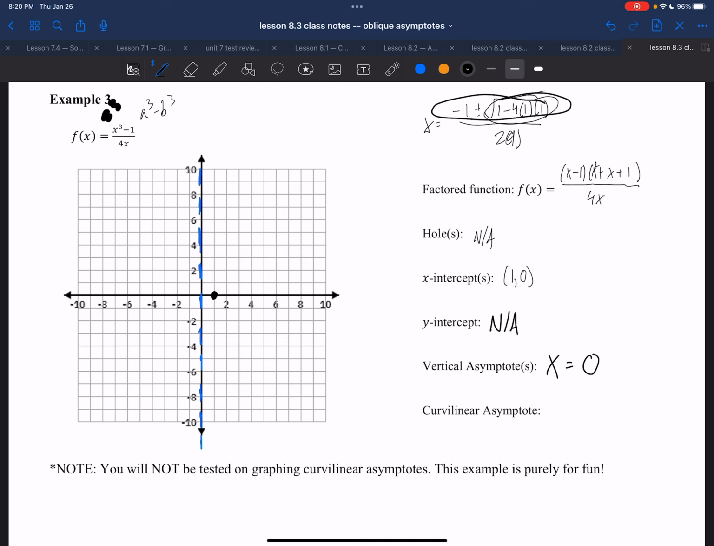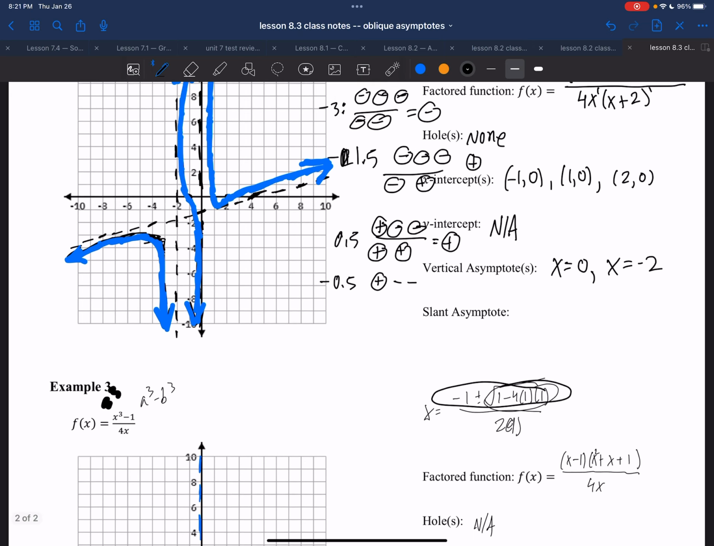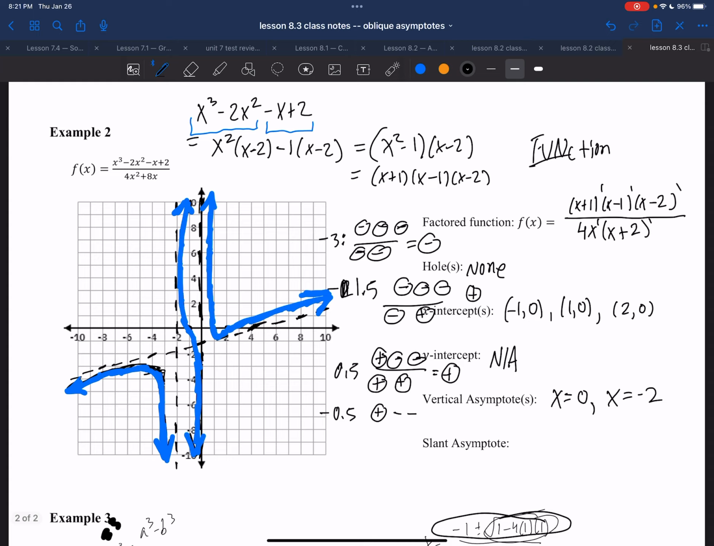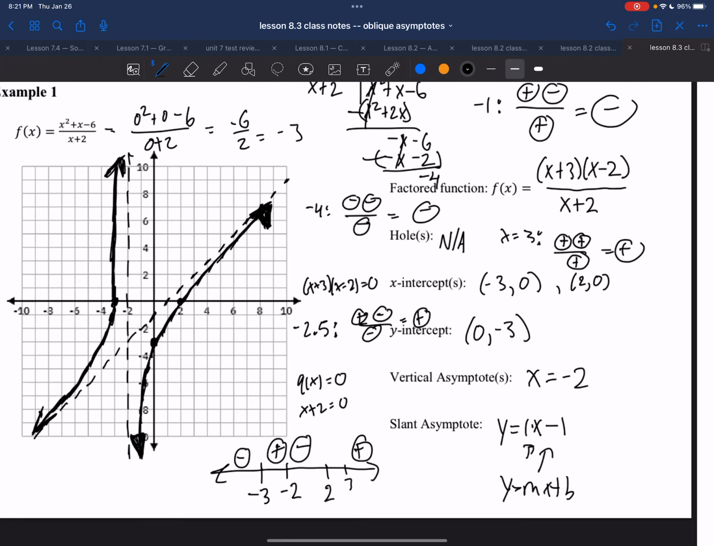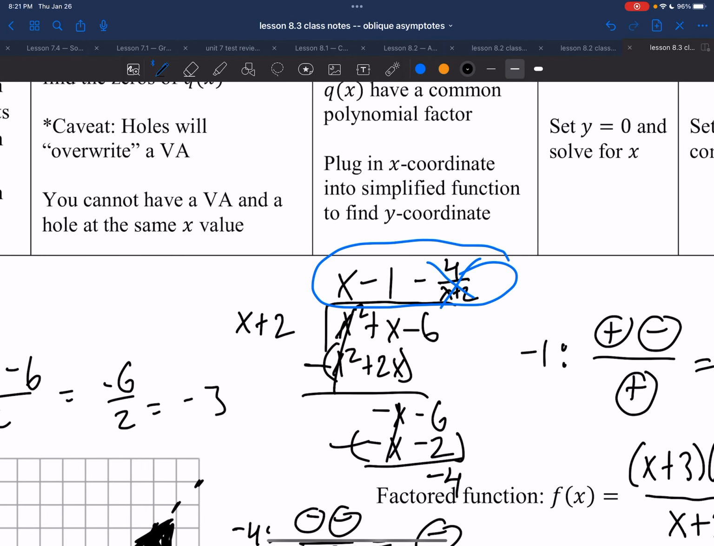So oblique and slant asymptote, when you use the polynomial long division, your result is linear, right? I erased it all, so I guess you can't see it here. How about here? Or here, okay? Right here, right?